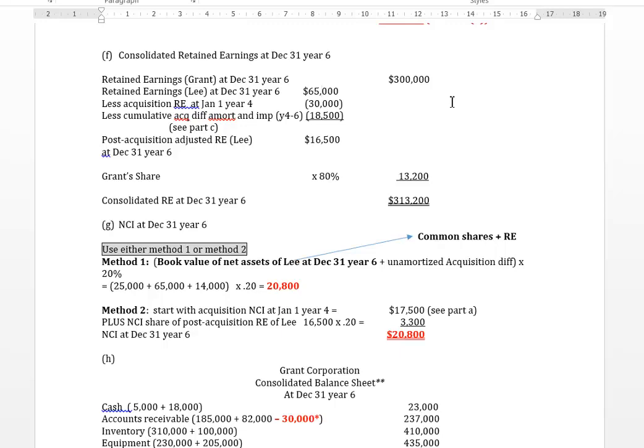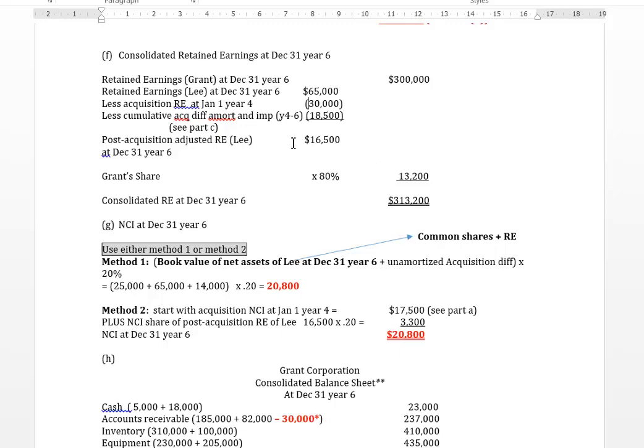We're not going to deduct it literally in the sense that it's coming off their retained earnings. This is just a calculation. So because we're looking for the post-acquisition retained earnings and taking our share of that as Grant, we only want to look at the retained earnings that Lee has earned while they've been related to us. So that $30,000 is what Lee brought into the relationship on January 1, year 4, so we're not going to include it.